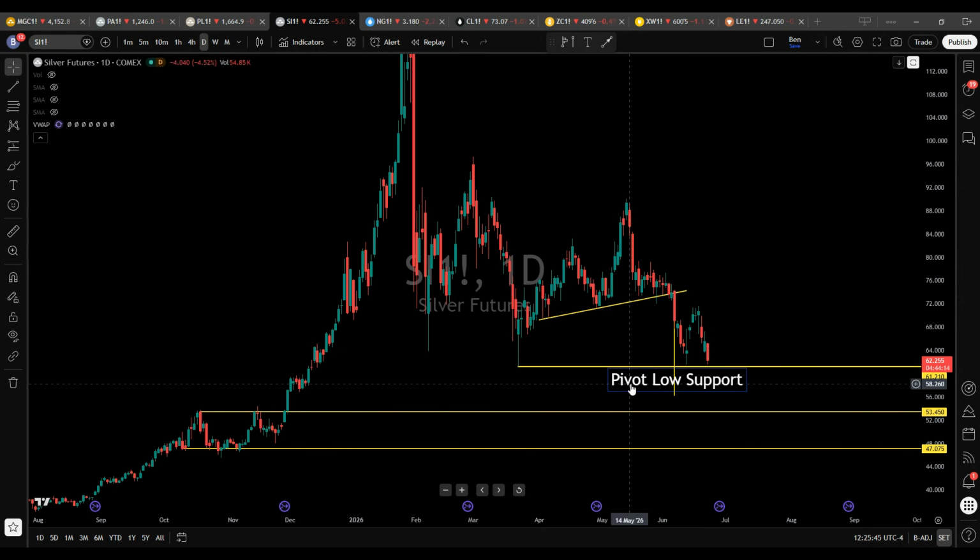Right now, though, this pivot low support, even with this measured move looming, is still the support level. Once that breaks, then you're going to have another move to the downside on SL1.